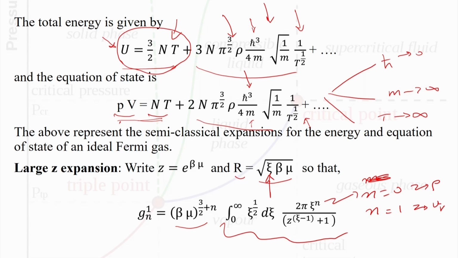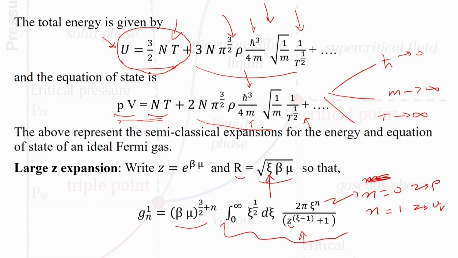Okay, so I am going to use this now, and remember when z is very large. So, when z is very large, then most of the contribution comes when xi minus 1 is negative. See, if xi minus 1 is positive, then z to the power positive is very large, and that very large quantity is in the denominator. So, it is going to suppress the whole thing.